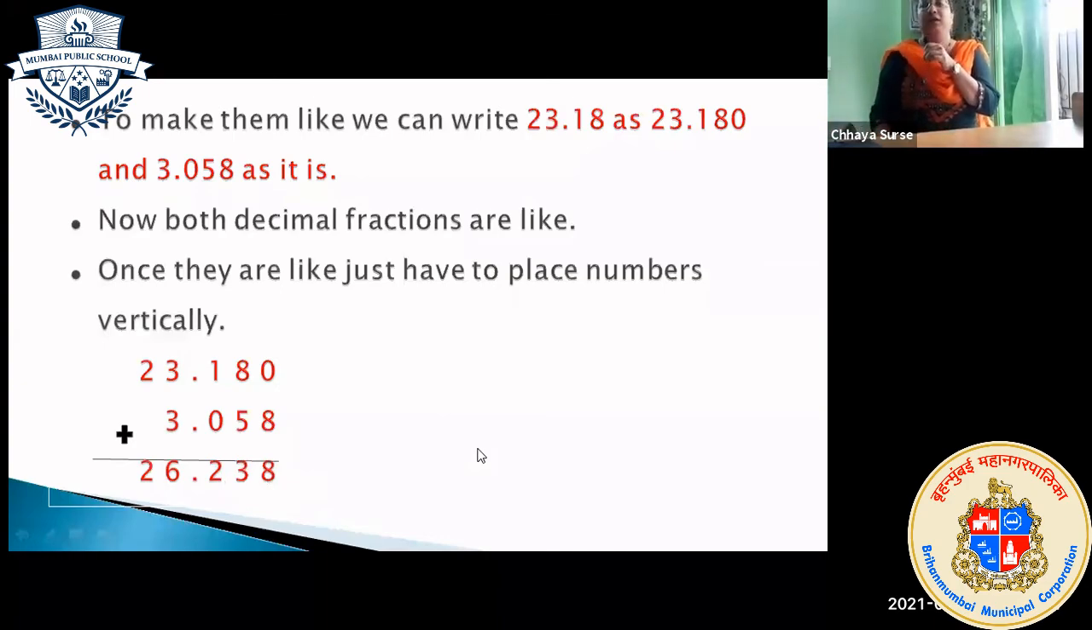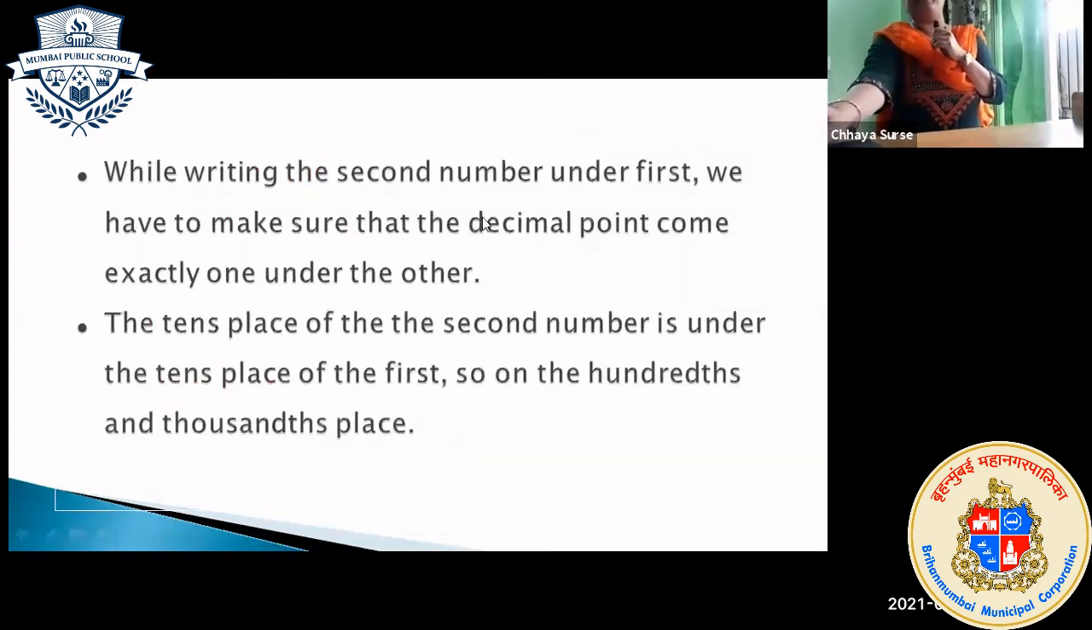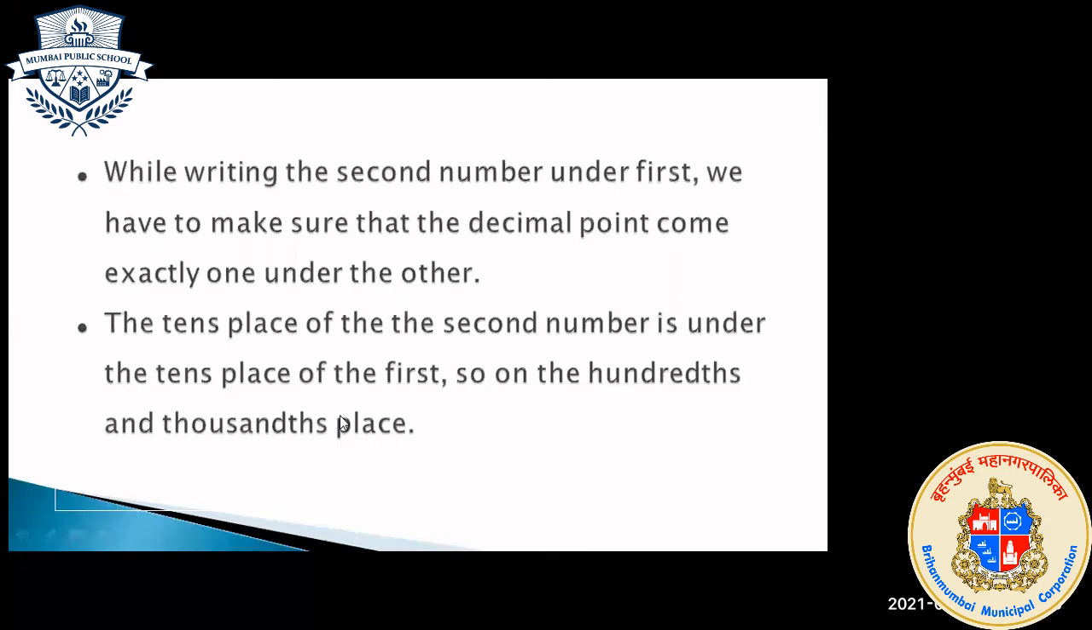Now we learn that while writing the second number under the first, we have to make sure the decimal points come exactly one under the other. The tens place of the second number is under the tens place of the first, and so on for the hundreds and thousands places. Numbers should be arranged this way, on the proper place. Tens place numbers on the tens place, hundreds place numbers on the hundreds place, thousands place on the thousands place.